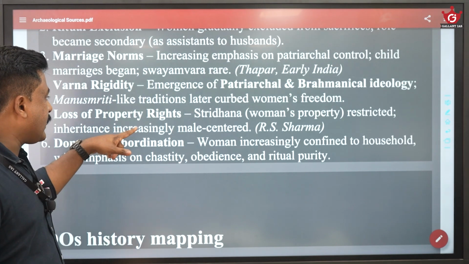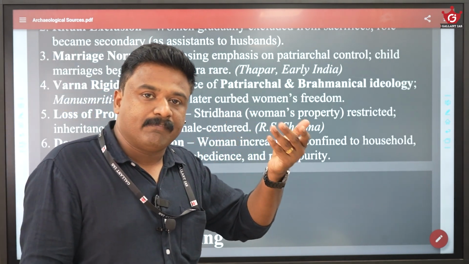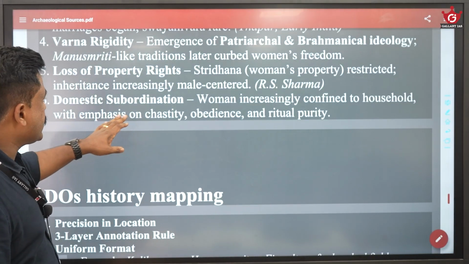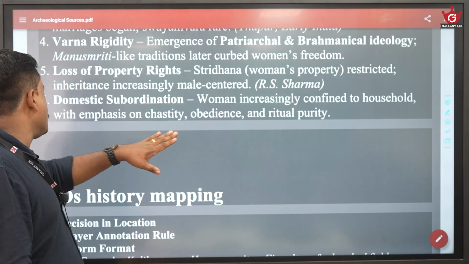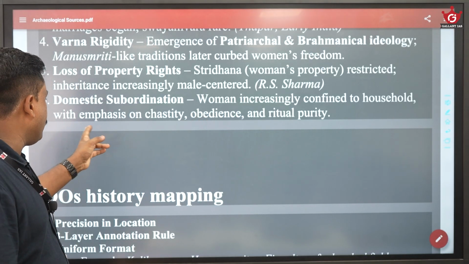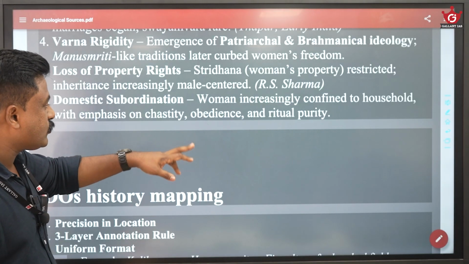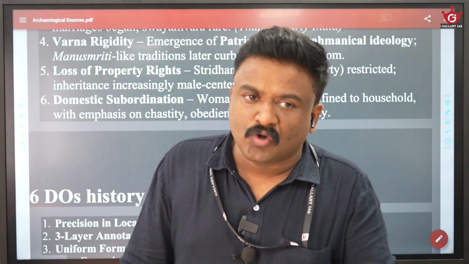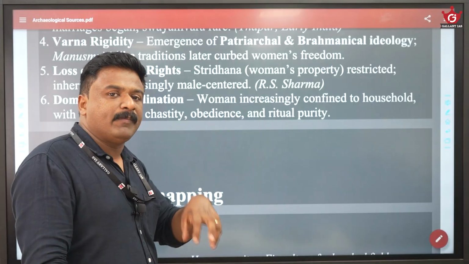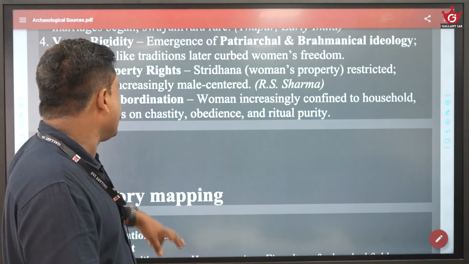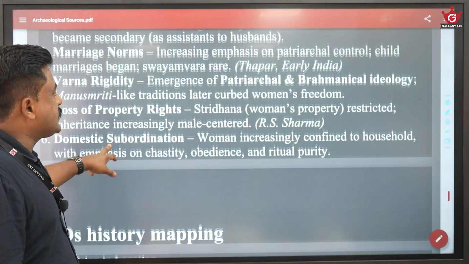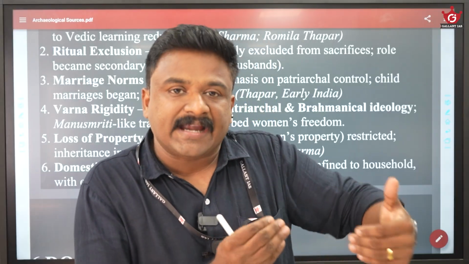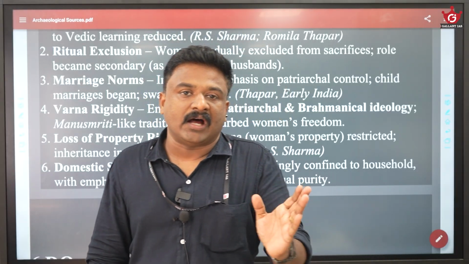Then property rights: inheritance rights were again banned here. Then domestic subordination: women were increasingly confined to household activities, with emphasis on chastity, obedience, and ritual purity. So a very tight patriarchal norm was established here, where women's status was subordinated to men. Those are the changes which happened with regard to the role and status of women, comparing the Early Vedic period to the Later Vedic period.